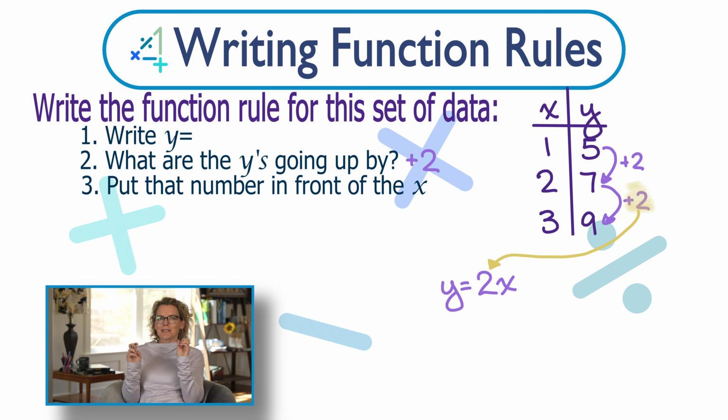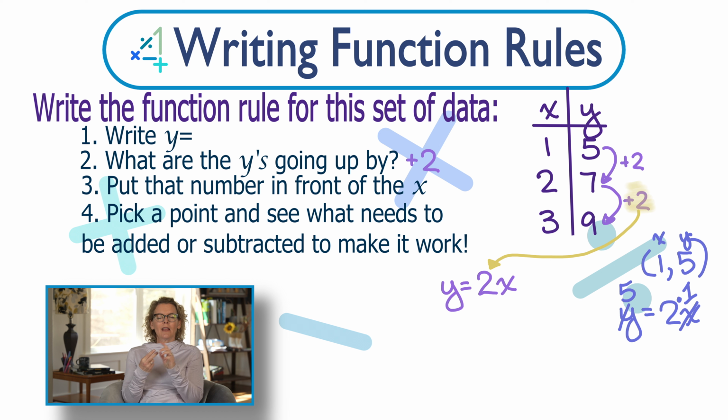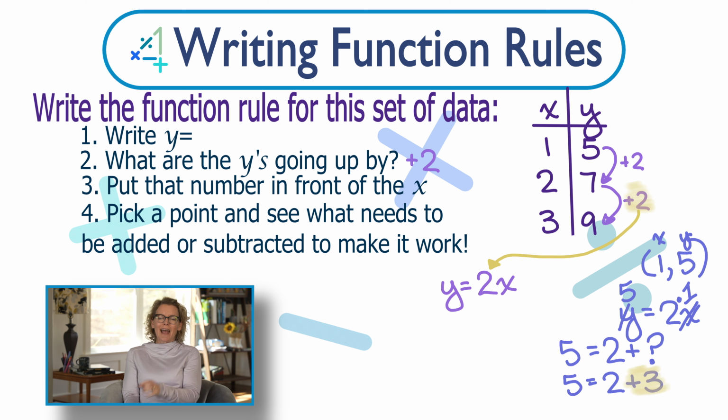We have a puzzle step where we have to figure out if we have to add or subtract anything on the end. So, step 4, pick a point given. I'll choose the 1, 5, and put that into our unfinished equation of y equals 2x. The x is the 1 and the y is the 5. At the end, we will add or subtract a number to make it work. 5 equals 2 times 1 plus or minus what? Since 5 equals 2 plus 3, I know that I have to have a plus 3 at the end for the final function rule of y equals 2x plus 3.